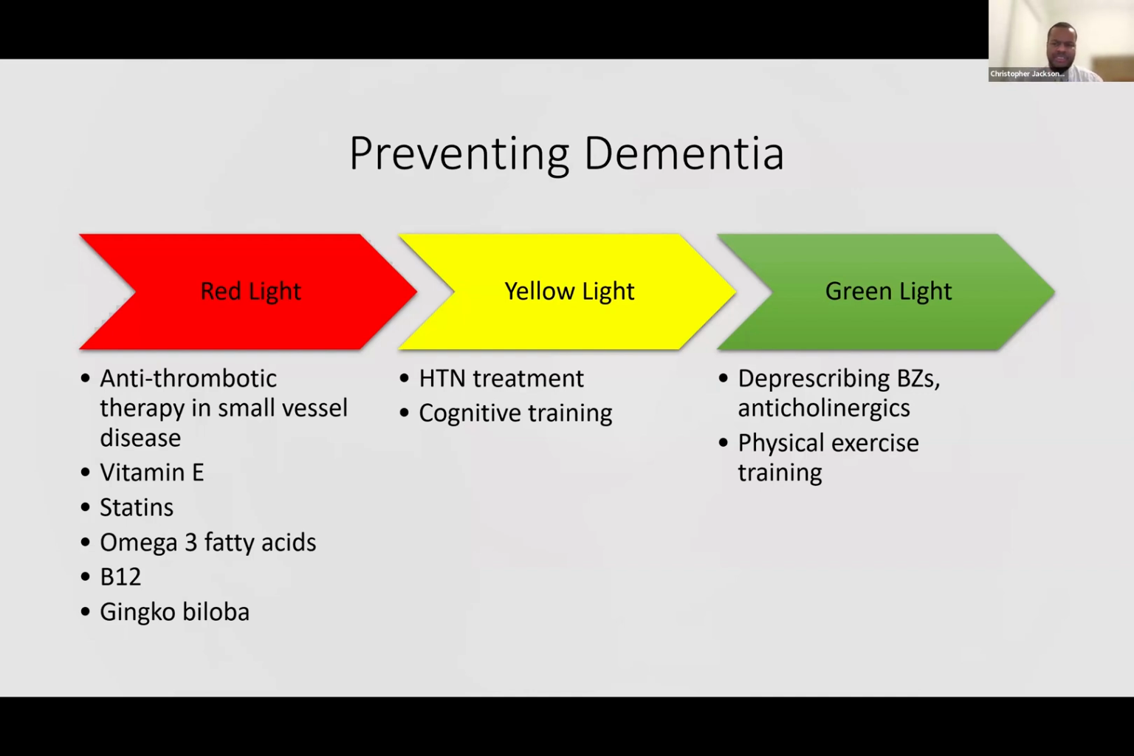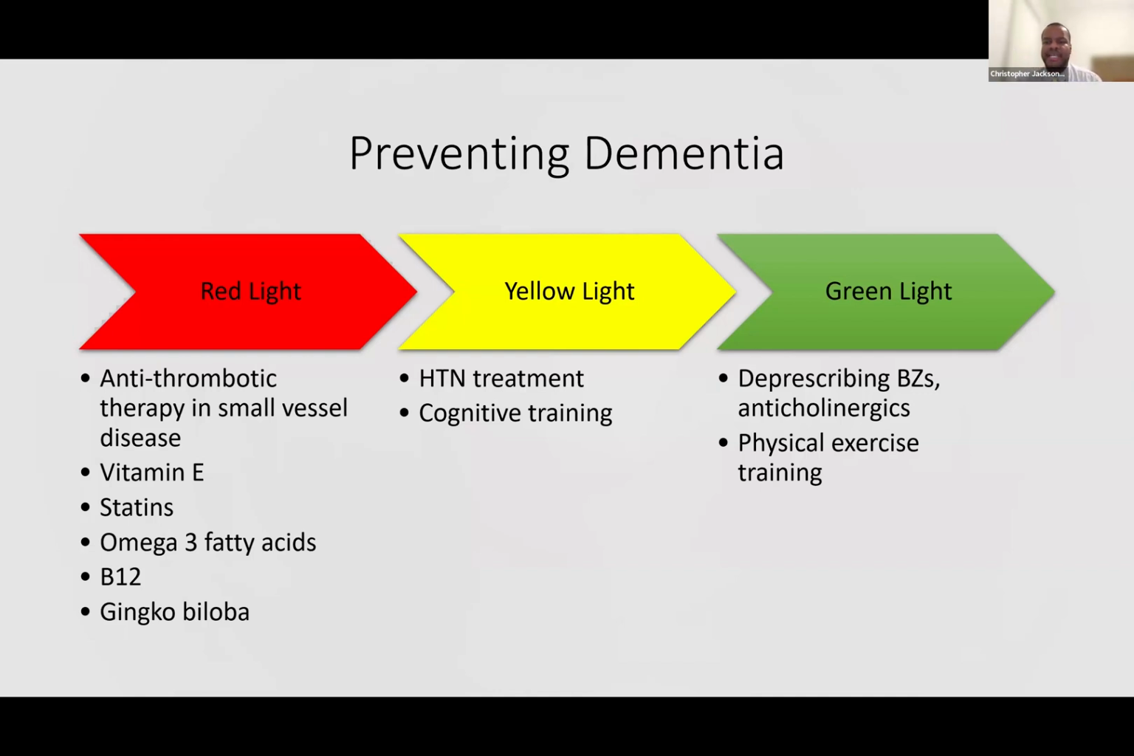Cognitive training, which is a pretty broad swath of things, anything from mental games to other things to keep mental stimulation, might also help. I wanted to also show, though, the vast number of things that are a red light. So ginkgo biloba, B12, omega-3 fatty acids, statins, vitamin E. Again, it's not to say that these things might not be helpful in other contexts. I just can't say that they are overwhelmingly helpful for preventing dementia.